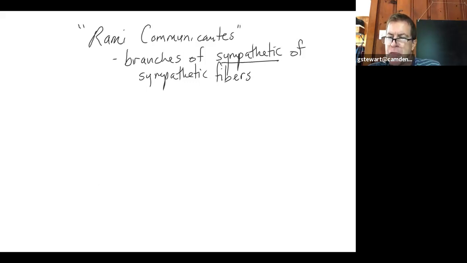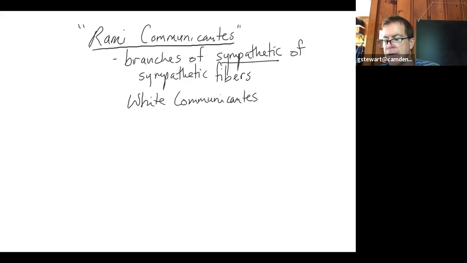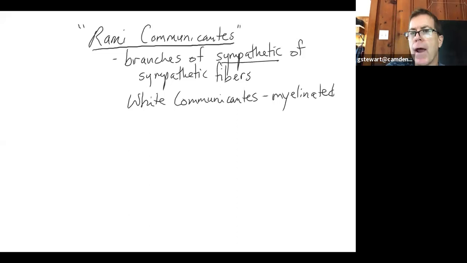Now, sympathetic communicating branches, we don't use this term at all for parasympathetic. There are two types of communicantes or branches, what we call white communicantes, and these just refer to that the branches, the fibers in these branches are myelinated. So it's just fancy words for a very simple concept. And we use gray, guess what, for unmyelinated.